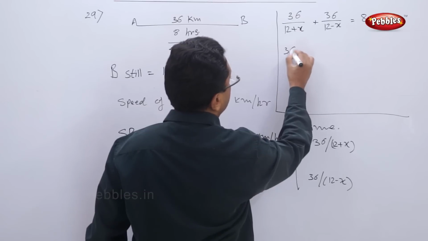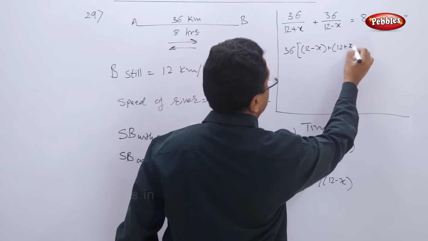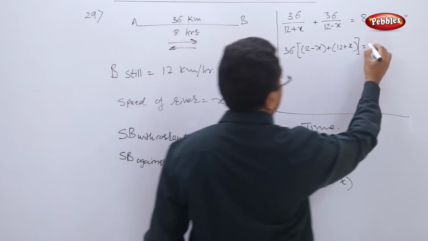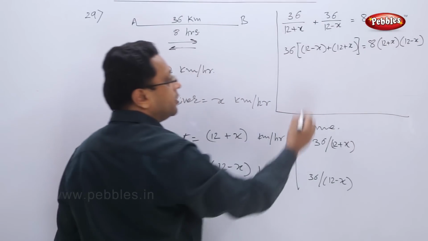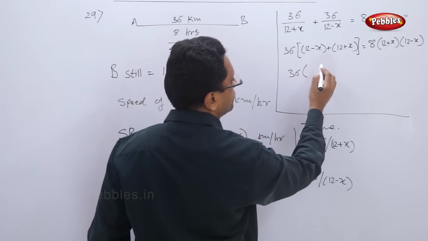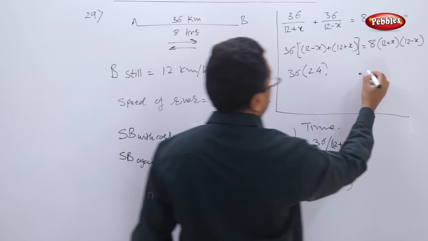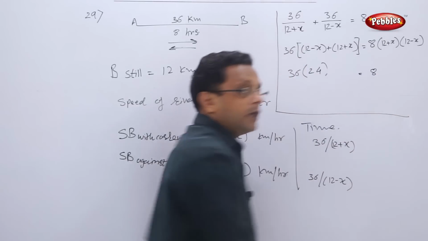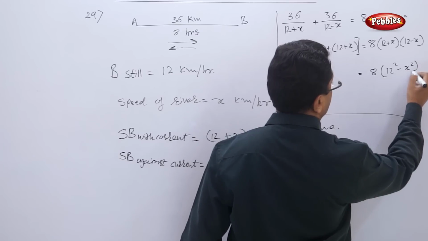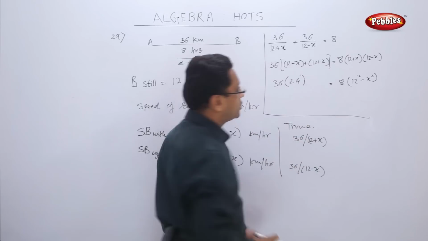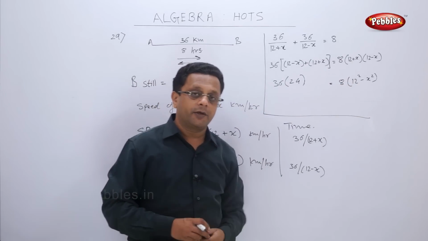So 36 will be common here, and what I will have? 12 minus x plus 12 plus x is equal to 8 into 12 plus x, 12 minus x. So here what I will have? The x will get cancelled and I will have 24, and here I will have 8 into a plus b, a minus b. So 12 square minus x square, a square minus b square. Now just calculate: 36 into 24 equal to 8 into 144 minus x square.